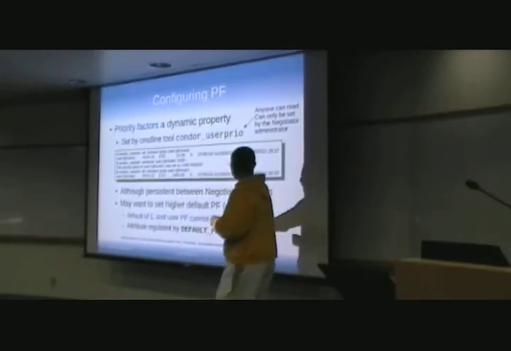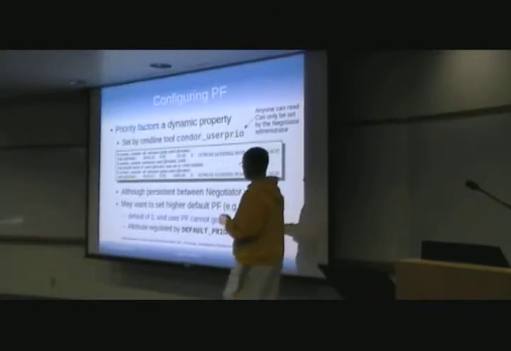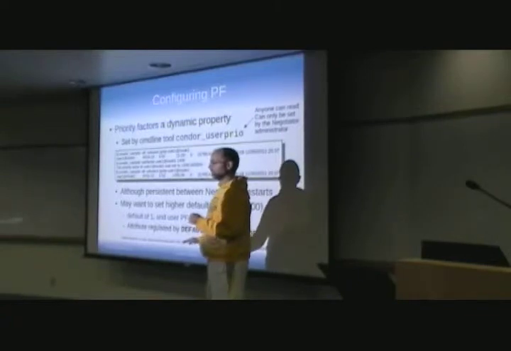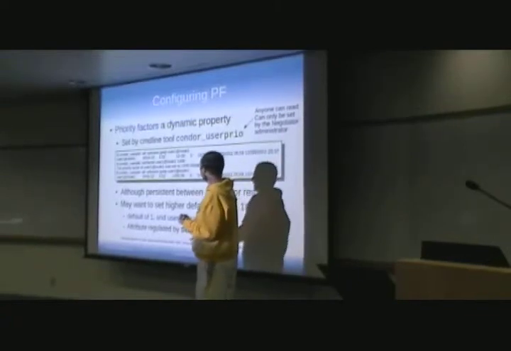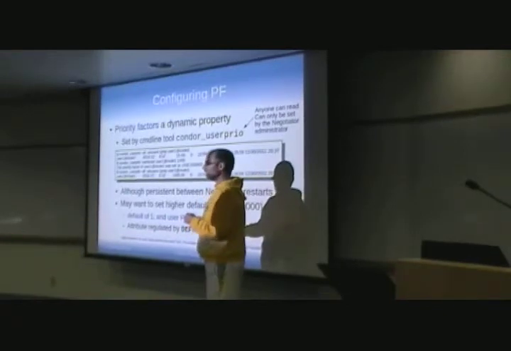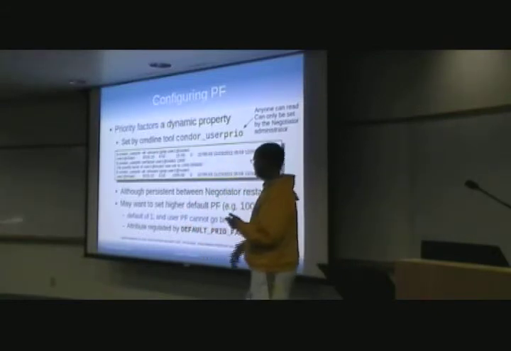Another nice trick is to set the default priority factor. If you don't set it, the default is 1, and you cannot lower it. You cannot go below 1. So you can only penalize users. You cannot have users that are better than default.